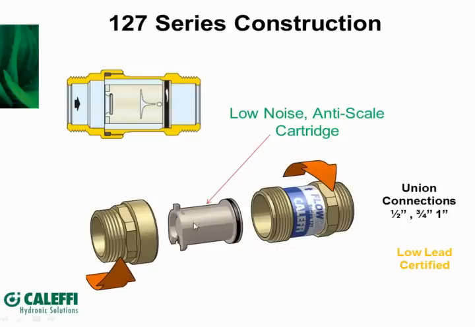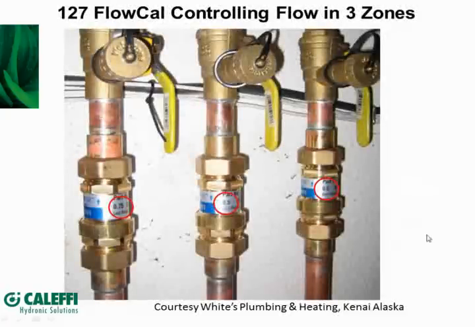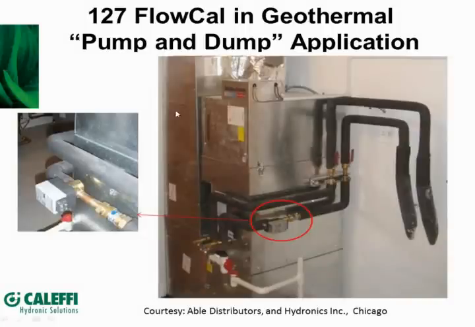It's also a low noise cartridge. It's a polymer cartridge, so it leads to anti-scale and also sound deadening, so there's no vibration effects. And it's also lead-free. And here's an example of that particular valve used in heating applications. You can see, as it leaves our factory here in Milwaukee, we put the flow rate on the valve itself. So 3/4 gallon per minute, half gallon per minute, half gallon per minute. Here's another example of the pressure-independent balancing valve, in a geothermal pump and dump application.